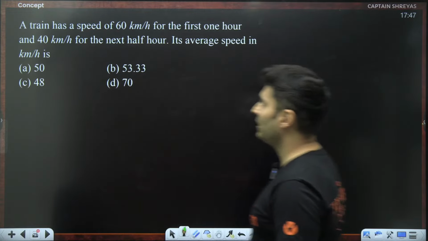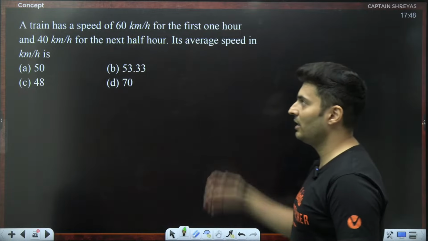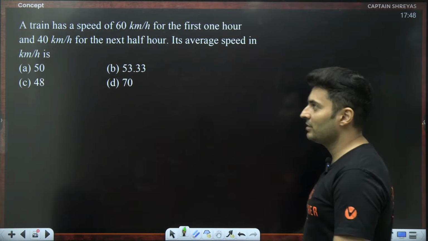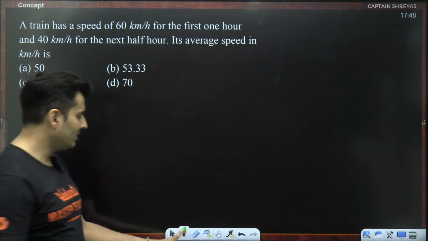Okay. Moving on to the next question coming up on your screen, and here it is. The train has a speed of 60 for the first 1 hour and 40 for the next half hour. Find the average speed in kilometers per hour. Okay, let's find it out.